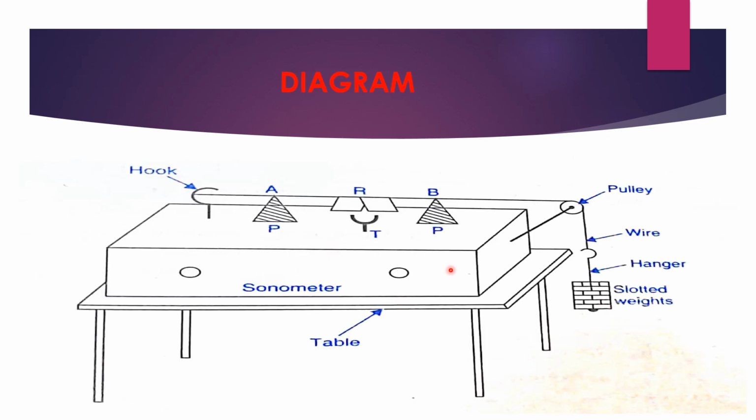Diagram: as you can observe, the sonometer consists of a hollow rectangular box for free vibration. This is a sonometer wire where one end is fixed and it passes through the two bridges or wedges A and B, and it is fixed to the pulley and connected to the weight hanger which contains the slotted weights. The slotted weight is kept constant, that is 2.5 kg. So 2.5 kg constant tension.